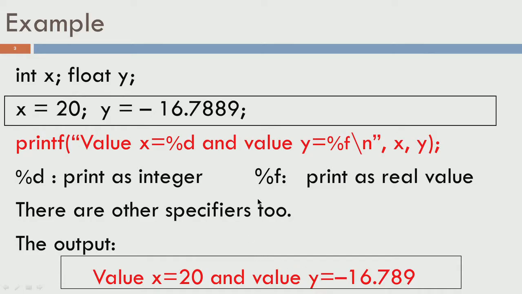So, this is the basic example. There are other specifiers, but more often than not you will need only d, f and possibly a g. The output for this would be value x equals 20 and value y equals minus 16.789. So, the idea behind this is that if you have these strings here, this value appears as it is, the space appears as it is, x equals to appears as it is, and only this %d is a placeholder. It is holding its place for this variable to be printed in its appropriate format.